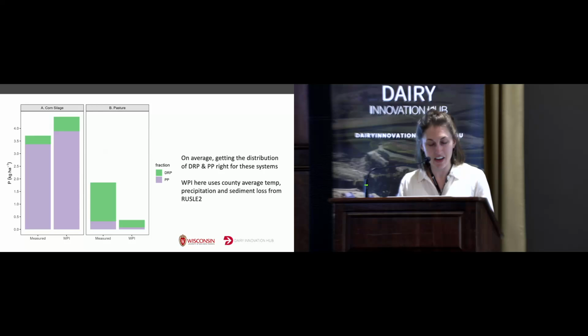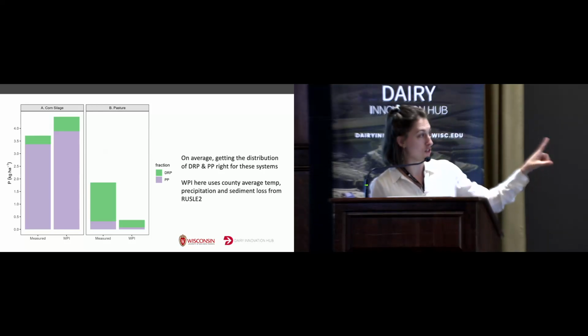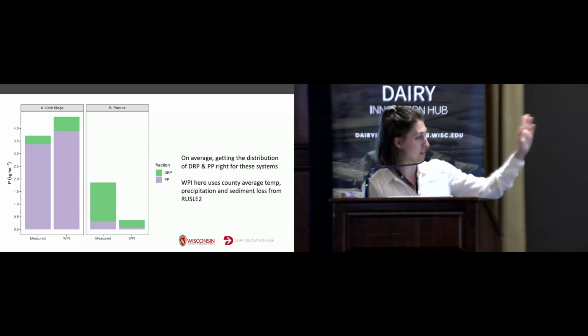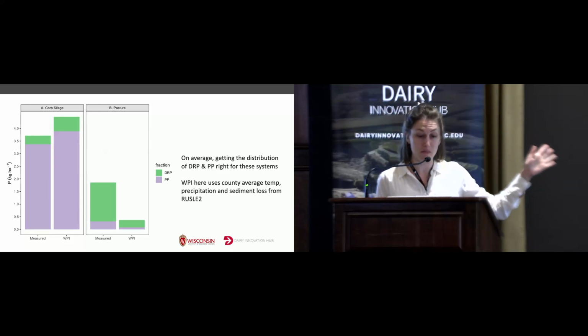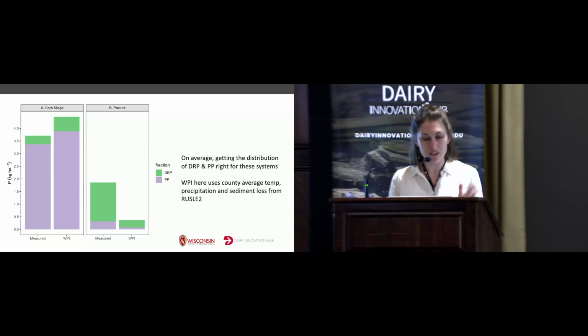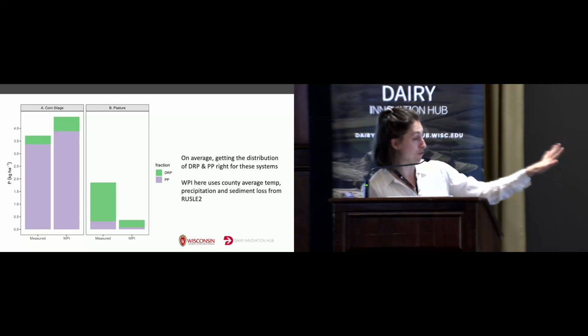If we look on average, say the corn silage system and the pasture system, the plots here are showing that WPI is the bar on the right side, that's the Wisconsin Phosphorus Index, and then measured would be that monitoring data. A good thing to know is that in the Wisconsin Phosphorus Index, because we're always looking ahead, we don't know that year's data or that year's weather in advance. So the WPI here is using the county average temperature and precipitation information.